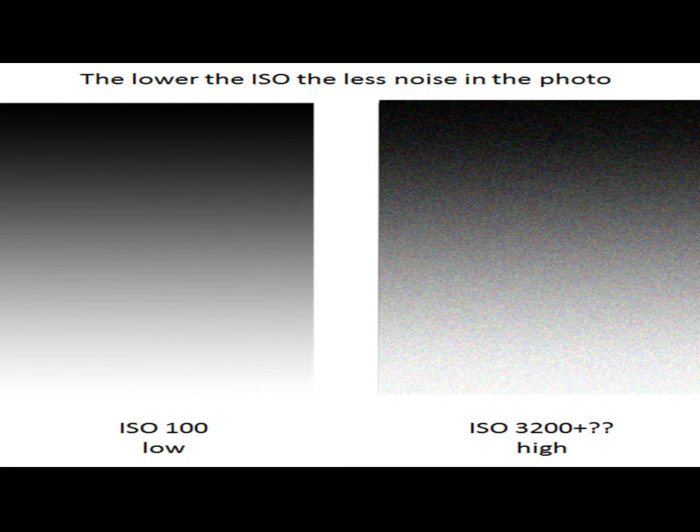On the left-hand side, there's a gradient, and it's nice and smooth. If you were to shoot this gradient at around 3200 ISO perhaps, on the right hand side you would see the results. What appears there is kind of a grain, a mottled look to it, noise in it, and this isn't something that's desirable generally to have in your photographs.